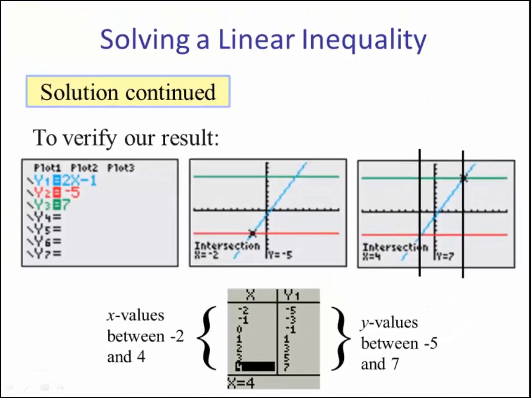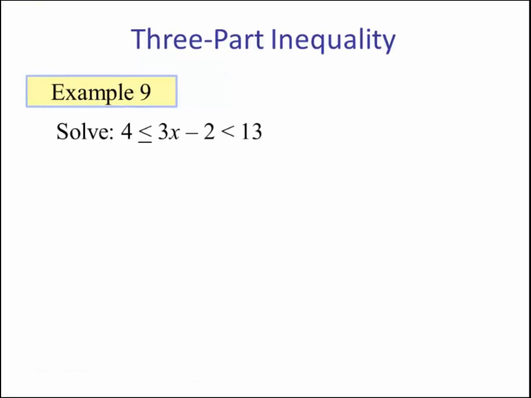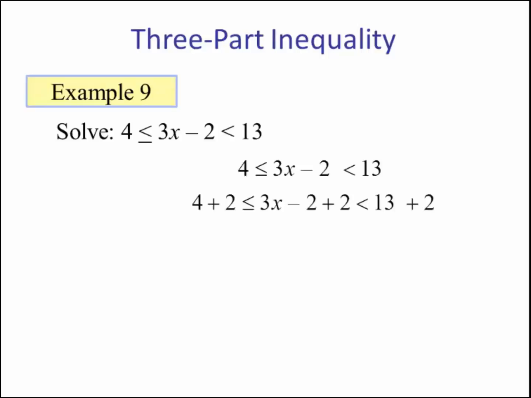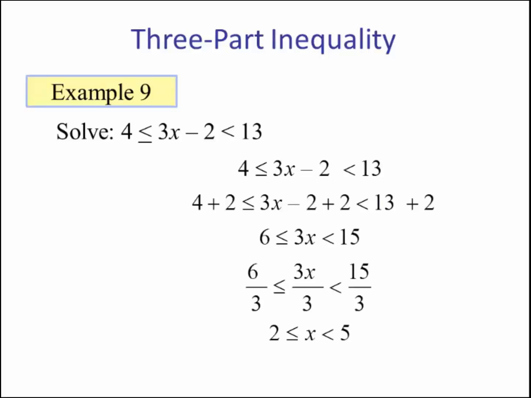Let's do another example. Example 9. 4 is less than or equal to 3x minus 2, which is less than 13. Our first step, we want to add 2 to all parts. We get 6 is less than or equal to 3x, which is less than 15. Divide by 3. We have 2 is less than or equal to x, which is less than 5. And in interval notation, that's bracket 2, comma 5, parenthesis.